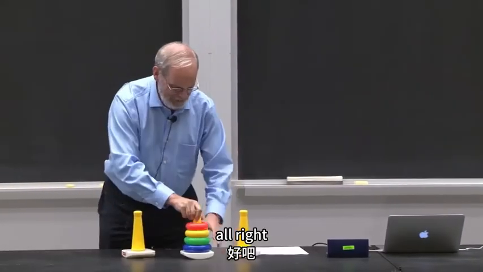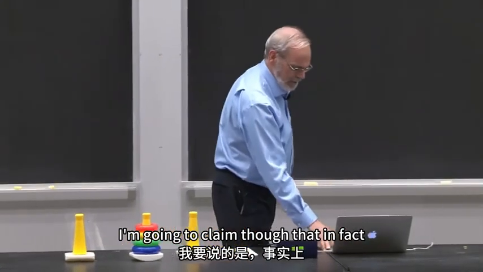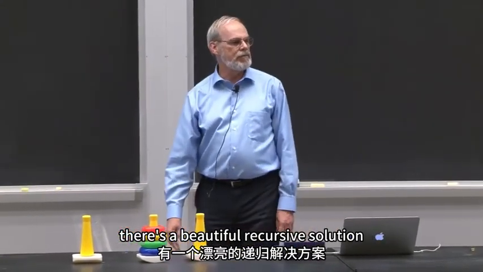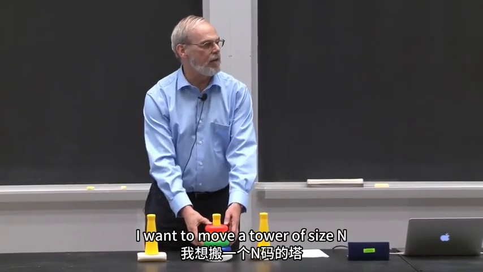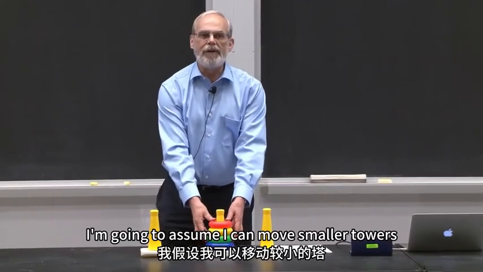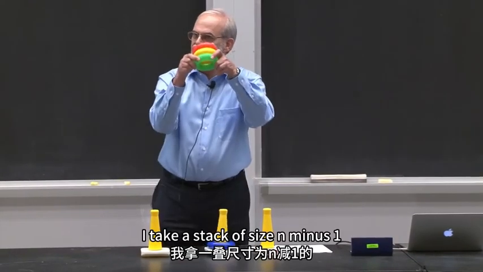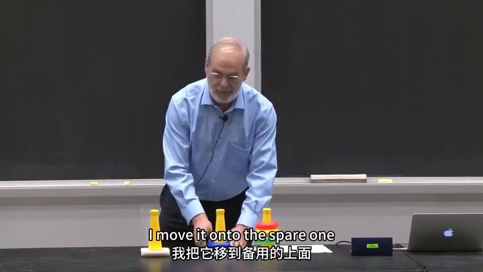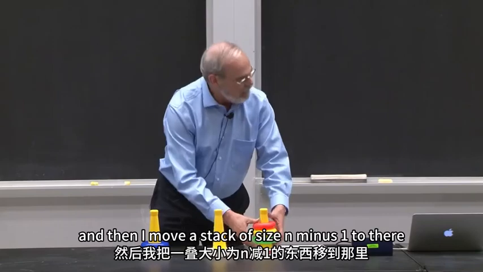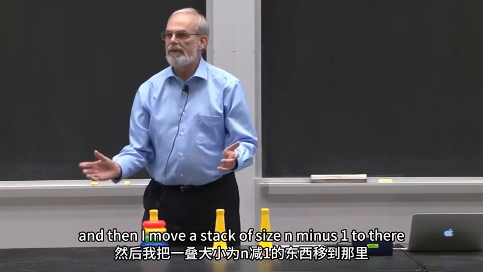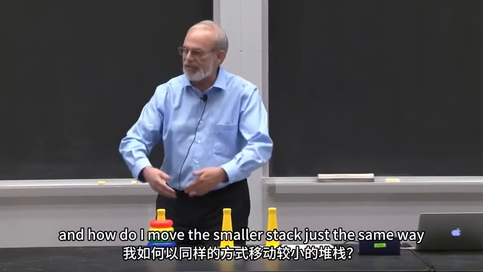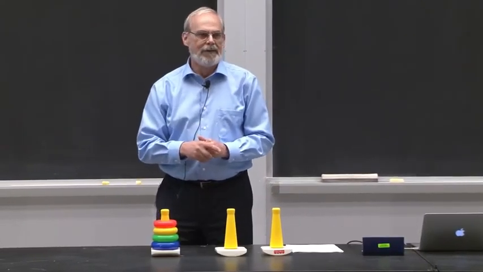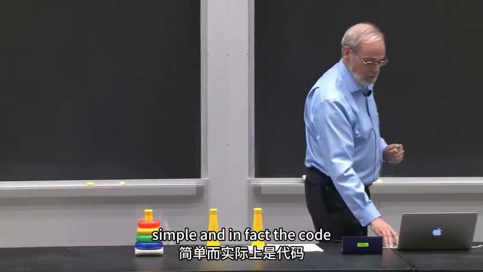Damn. All right. I'm going to claim, though, that in fact, there's a beautiful recursive solution. And here's the way to think about it recursively. I want to move a tower of size n. I'm going to assume I can move smaller towers, and then it's really easy. I take a stack of size n minus 1, I move it onto the spare one, I move the bottom one over, and then I move a stack of size n minus 1 to there. Beautiful, recursive solution. And how do I move the smaller stack? Just the same way. I just unwind it. Simple. And in fact, the code follows exactly that.